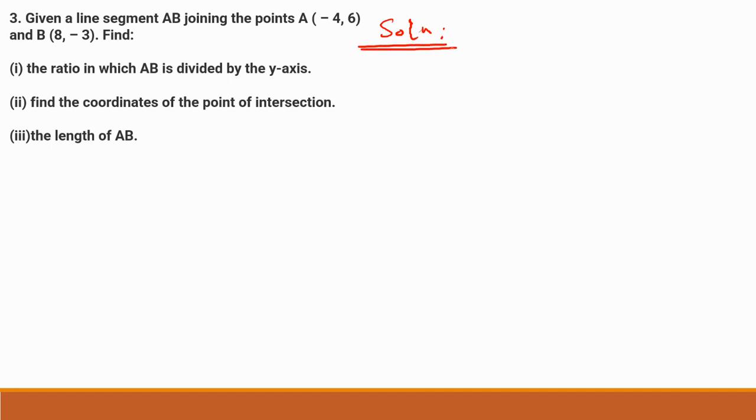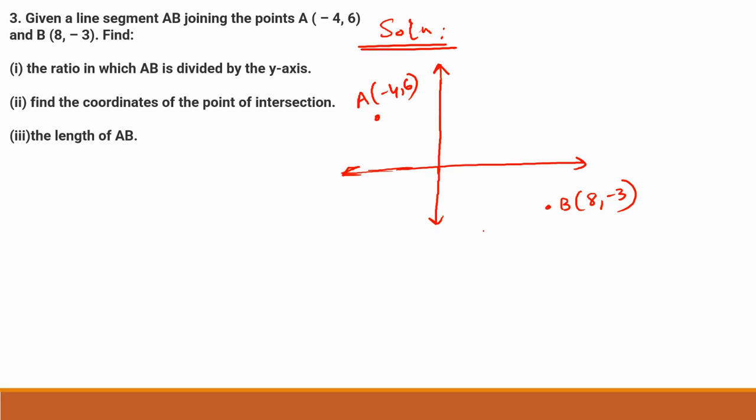Hope you have solved it. Given a line segment AB, A is minus 4 comma 6 somewhere here. B is 8 comma minus 3. Find the ratio in which AB is divided by the y-axis. So this is x, this is y, y dash, x dash. So find the ratio in which AB is divided by the y-axis.